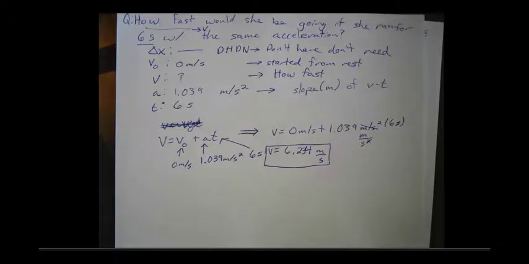That's what we would predict. How fast would she be going if she ran for 6 seconds with the same acceleration? Of course, she must be running with the same acceleration.